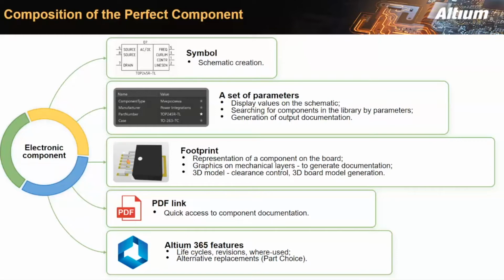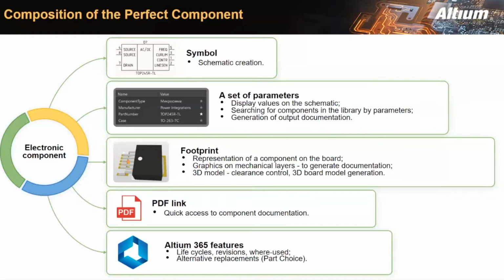A component also contains a footprint that represents the component's physical attributes on a PCB. In addition to pads, the footprint can contain additional graphics in mechanical layers, for example to show the outline of the component or a courtyard which can be used in the layout. Ideally, a 3D model is associated with the footprint to reflect the physical size, so that we can control the required clearance between the components on the board and can generate a complete 3D visualization of the board.